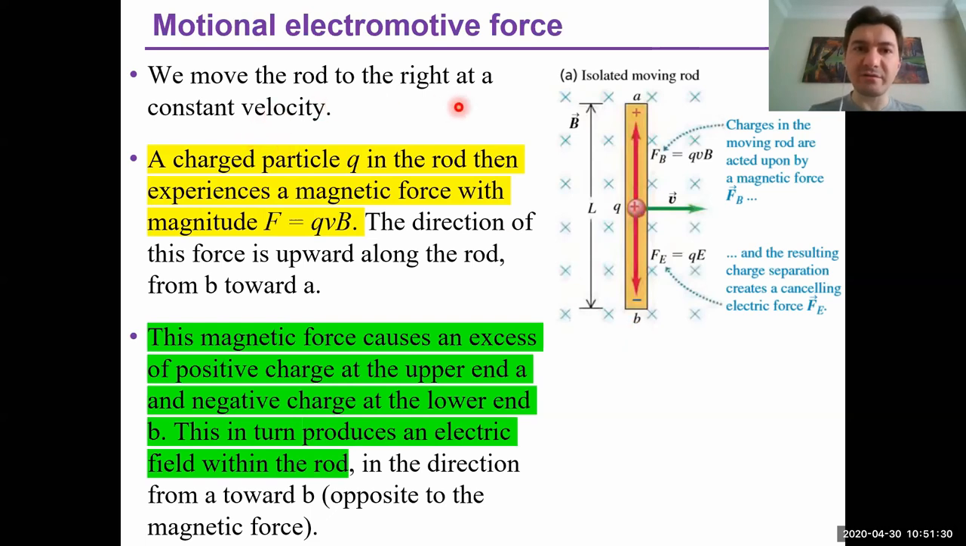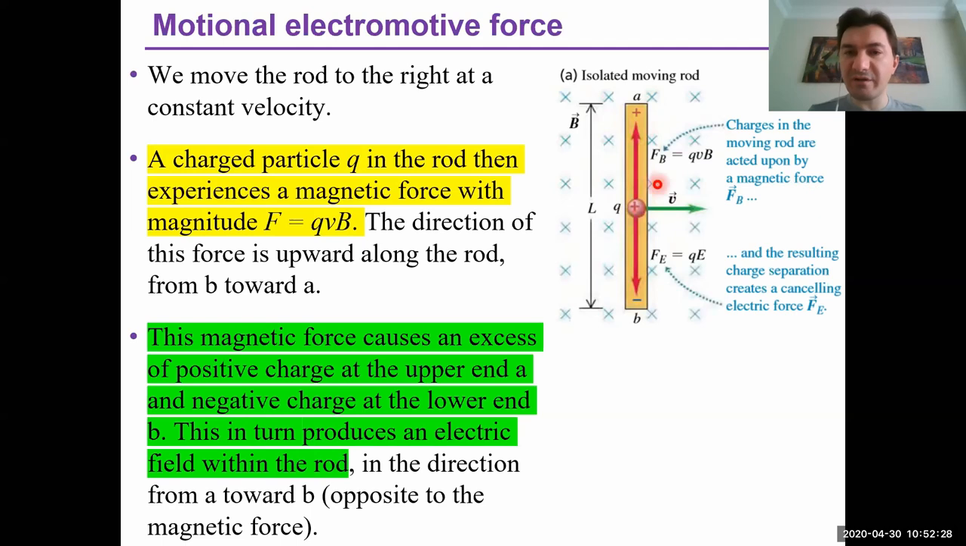When we move the rod to the right at a constant velocity, like this, this charge experiences a magnetic force with the magnitude given by qvB: charge of the particle, velocity, and magnetic field. So what about the direction of the force? The direction of the force is given by the right-hand rule, and this is the direction of the force: upward, from B to A. This positive charge experiences a magnetic force given with that expression. So we have force from B to A acting on positive charges.